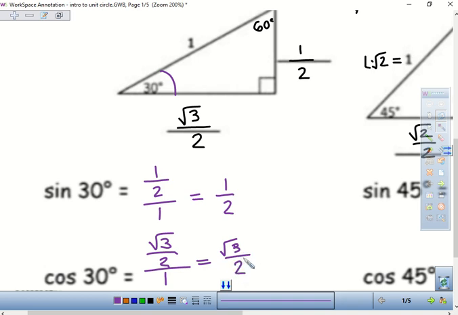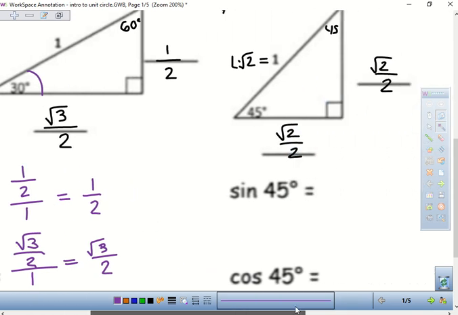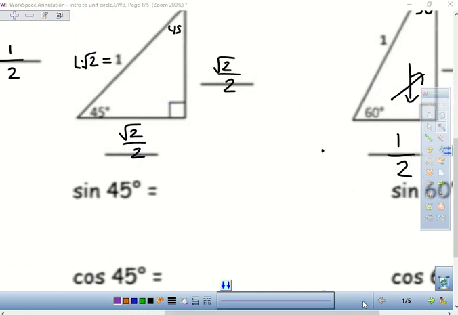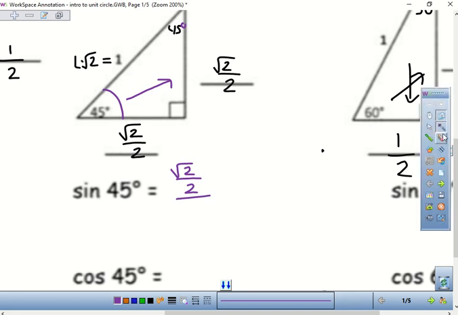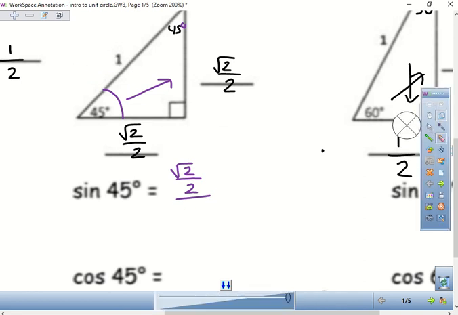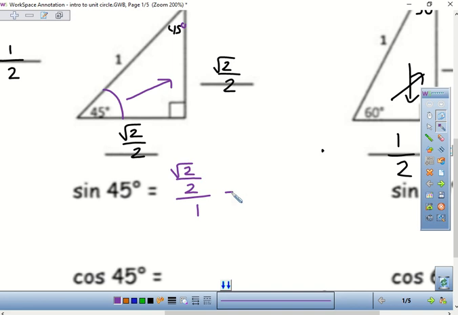Make sense? Okay. Next one. Sine of 45. Does it matter which angle I use here? No, because they're both what? The same. So if I use this one, opposite is radical 2 over 2. Hypotenuse is 1. Remember, I just use this as a tool to get there. So hypotenuse is 1. So anything over 1 is just itself, right?